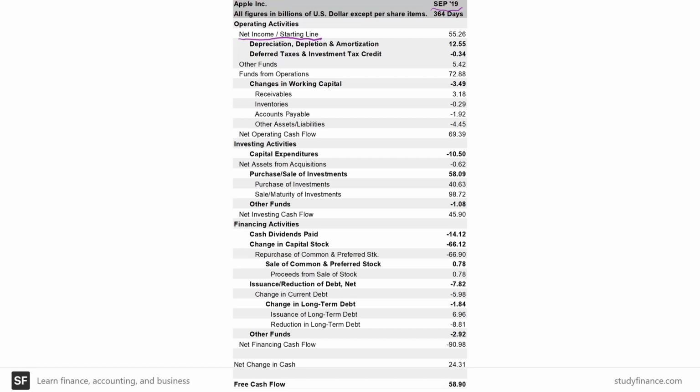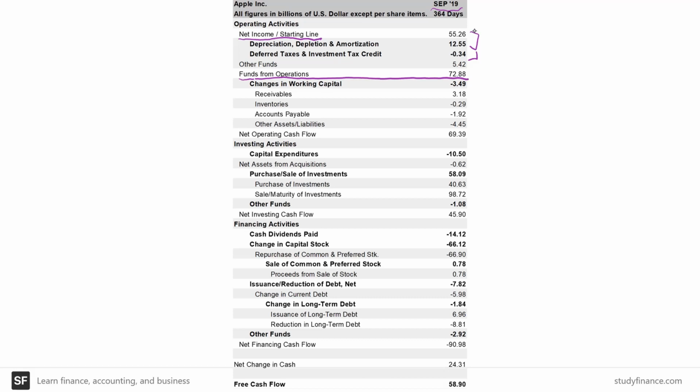So adding in other funds gets us to funds from operations, which is at 72.88 billion. So this line item right here. And we got that number from adding net income plus our depreciation and amortization, subtracted by our net taxes, or our deferred taxes.